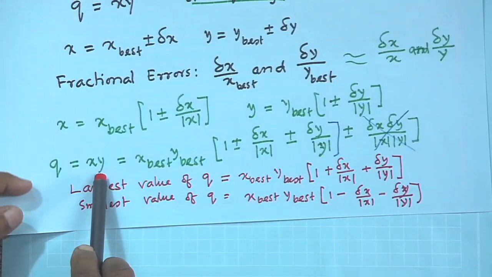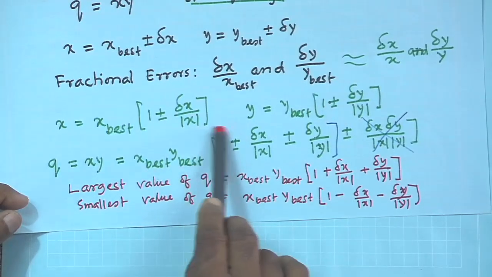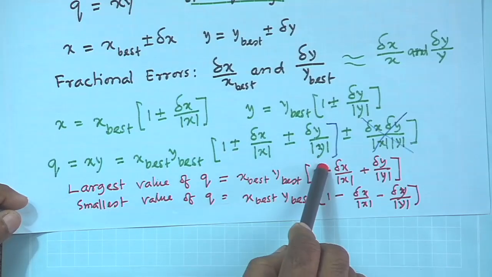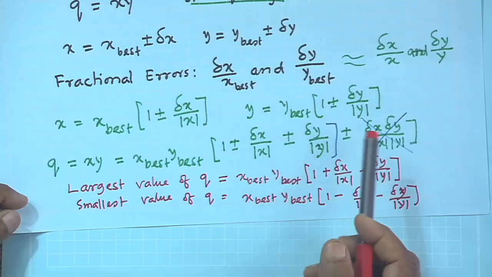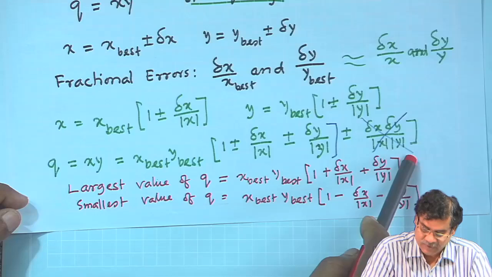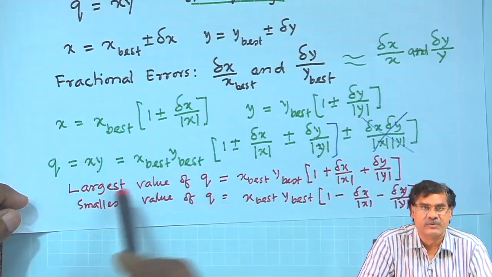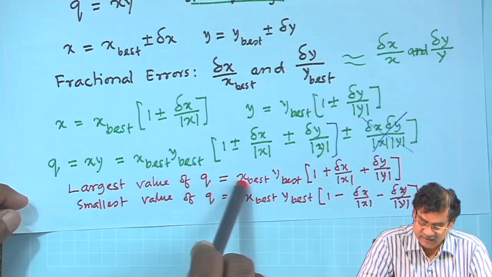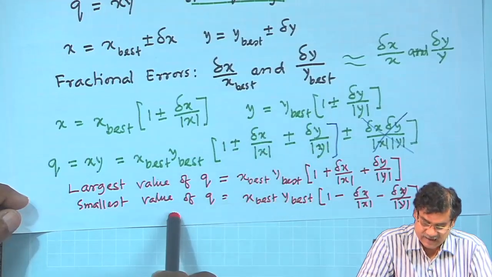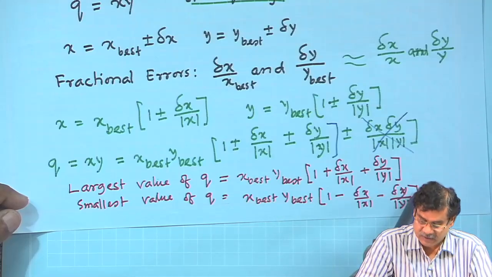So q equal to x y. If you put these two, x best y best and 1 plus minus del x by x plus minus del y by y, del x and del y generally are small values. Okay. So this is a second order error, so we can neglect it. Okay. So from here, what you are seeing, again the same way, if you proceed, the largest value of q will be 1 plus this and the smallest value will be 1 minus this. Okay.